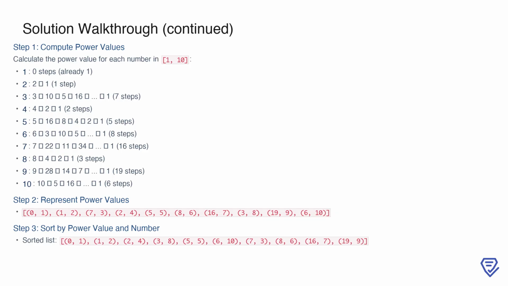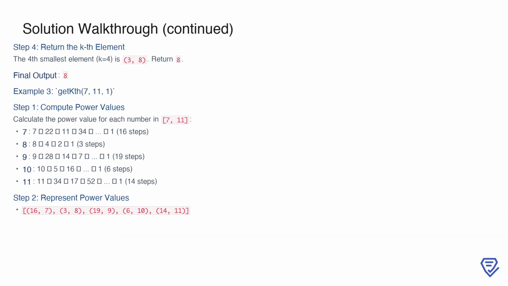After computing, we pair each number with its power value, resulting in the list [0, 1], [1, 2], [7, 3], [2, 4], [5, 5], [8, 6], [16, 7], [3, 8], [19, 9], [6, 10]. Sorting this list, first by power value and then by number, gives [0, 1], [1, 2], [2, 4], [3, 8], [5, 5], [6, 10], [7, 3], [8, 6], [16, 7], [19, 9].